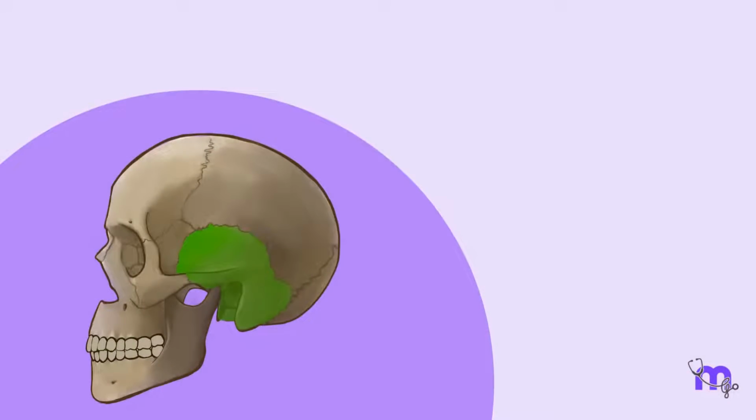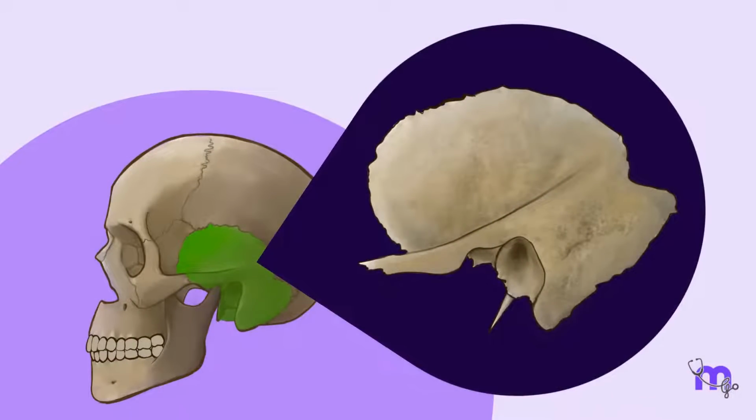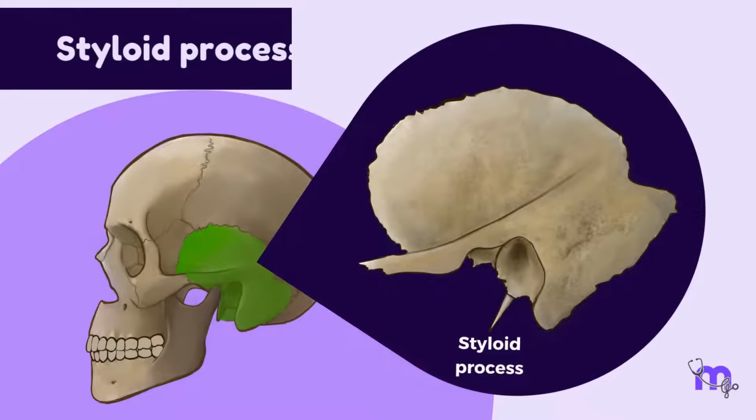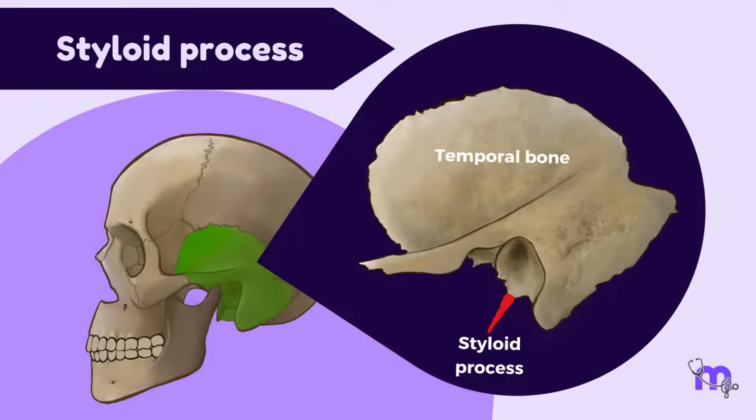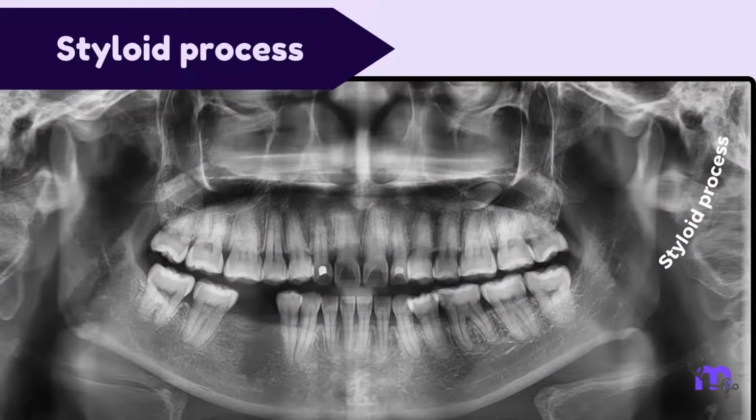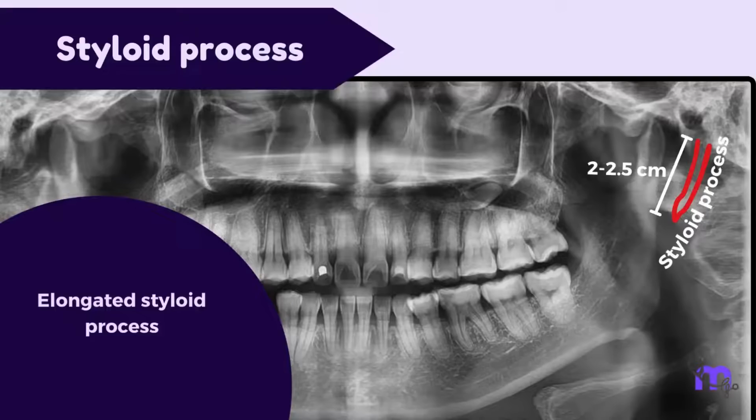Let us now discuss a slender pointed projection of bone known as the styloid process. It extends downwards from the inferior surface of the temporal bone. On the radiograph, it is a long radio-opaque spine, extending downwards and slightly forward from the temporal bone, anterior to the mastoid process. Normally, it is around 2 to 2.5 cm. An elongated styloid process of 3 to 3.5 cm and more may be a sign of Eagle's syndrome.